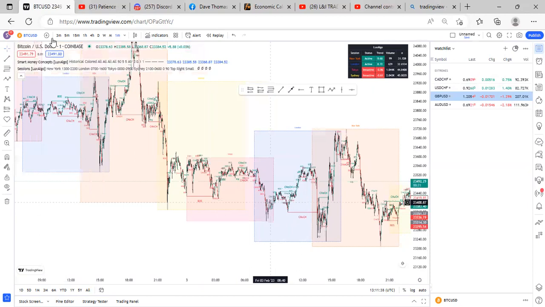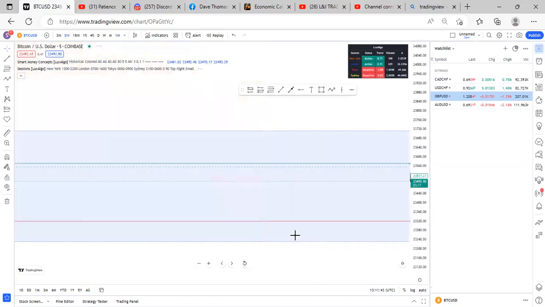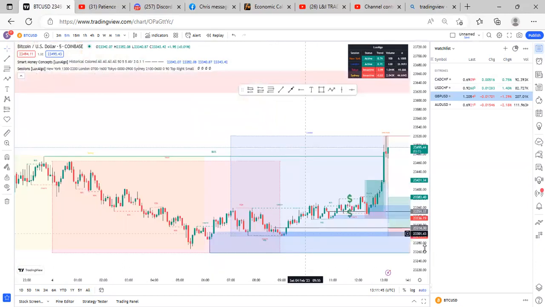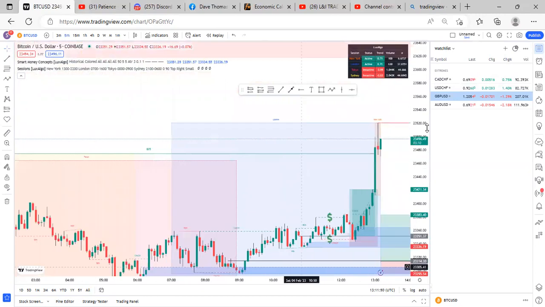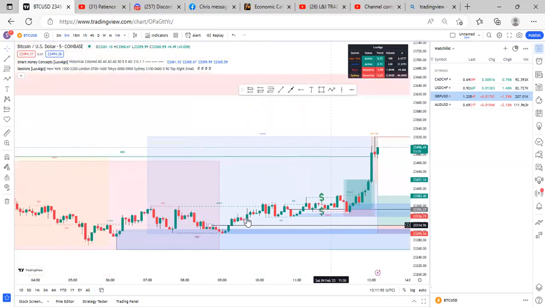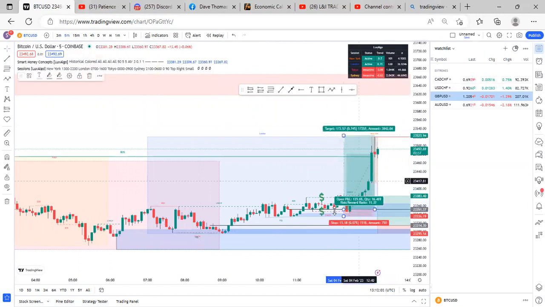I know it looks a bit busy now, but when you get down into the lowers where we're looking for entry, you know, you've got your change of character, you break a structure, you break a structure, you break a structure. It's just broke structure now. That trade there went for 11%, signature pattern, but I won't go into that.